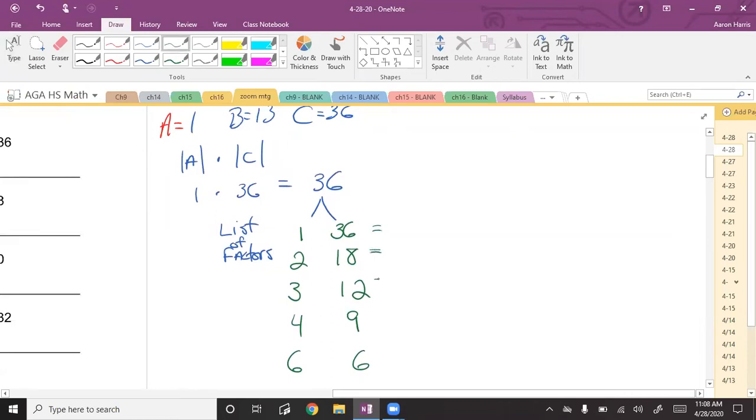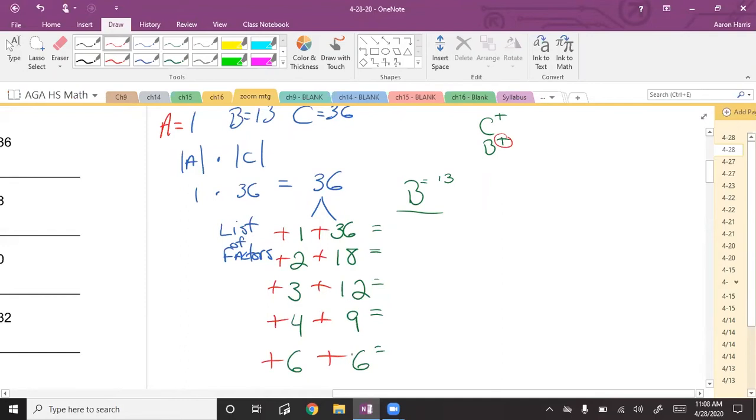Now, here's the other part to this. I want to make sure that they add or subtract and equal up to B. And you said B was 13, correct? So we have to figure out a way to do this. C is a positive number. B is a positive number. Therefore, all of your factors are going to be what? Positive. So all your factors are plus.